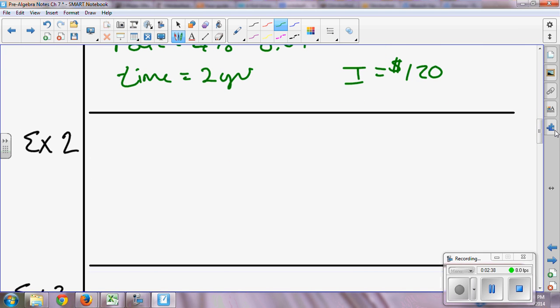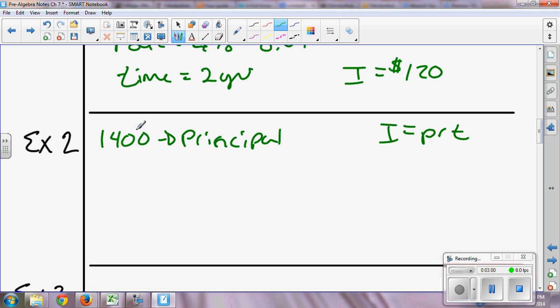In example 2, you get a summer job at a bakery. Suppose you save $1,400 of your pay and deposit it into an account. So they're just telling us that that is now our principal. Simple annual interest. So simple interest, we're going to be using I equals PRT. After 9 months, they told us simple interest, annual interest, so per year, so I need to go ahead and change this to years. So 9 months out of 12 months, or 3/4.